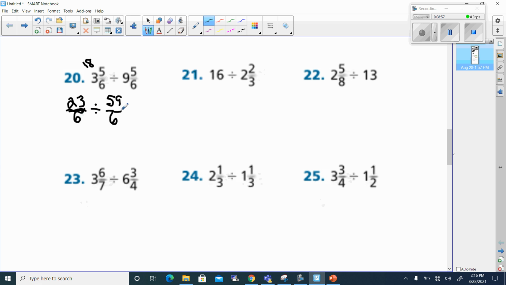Now we use keep change flip. But this, of course, is going to turn into 23 over 6 times 6 over 59.